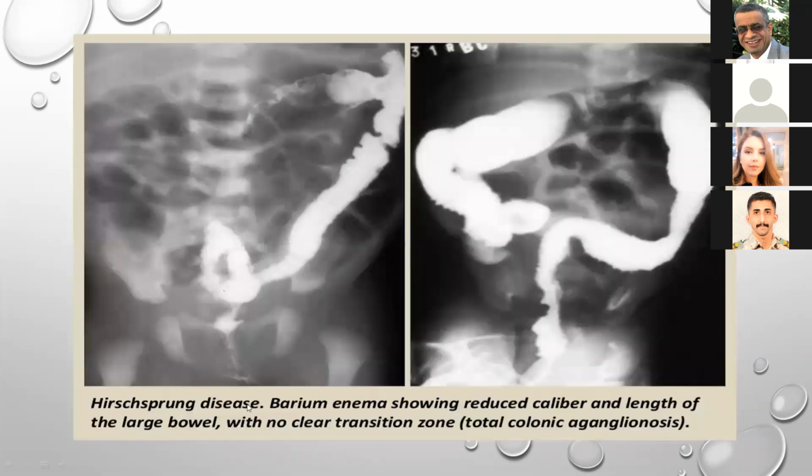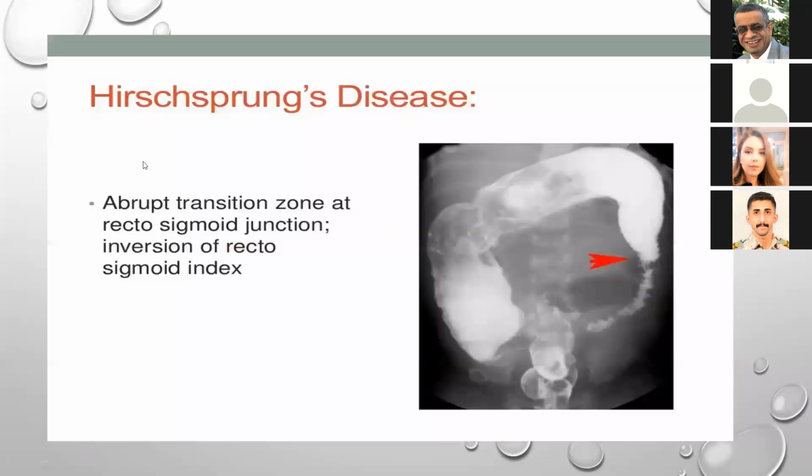This is a case of Hirschsprung disease. Barium enema showed reduced caliber and length of the large bowel with no clear transition zone. This is a case of total colonic ganglionosis. This is also a case of Hirschsprung disease, with an abrupt transition zone at the rectosigmoid junction and inversion of the rectosigmoid index.